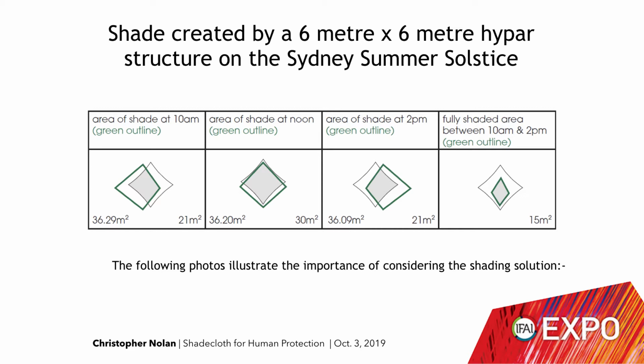But in the morning, at 10 a.m., the shade provided under the structure is a lot less. And if you are shading a fixed area, such as a picnic table, then obviously it is not going to be in the shade the whole time. And similarly in the afternoon, where it occurs in the opposite direction.